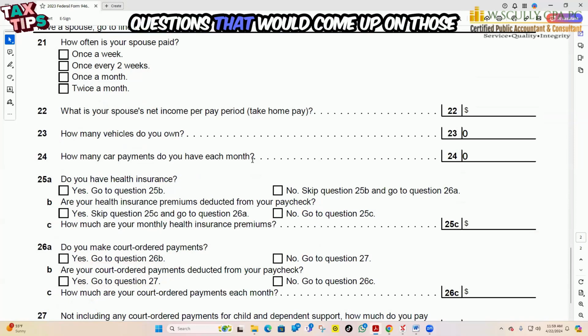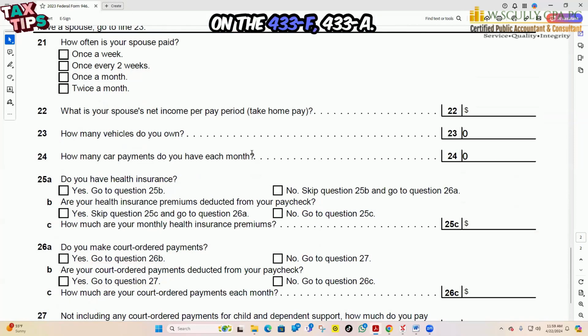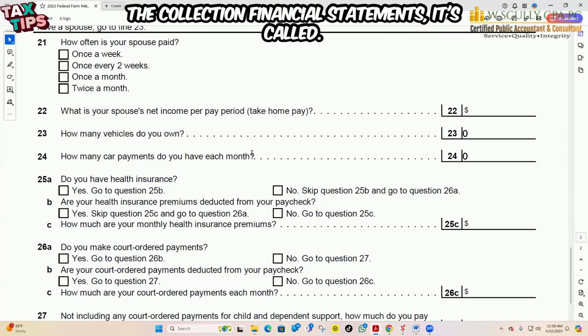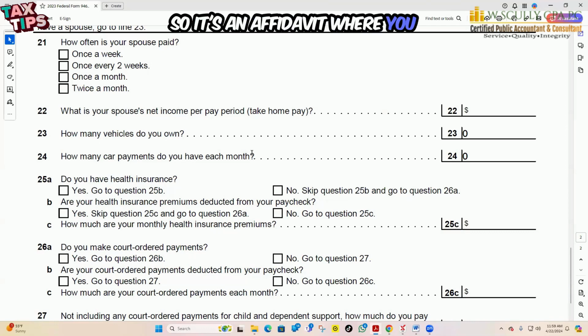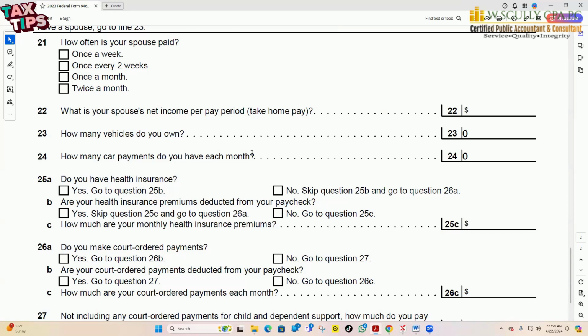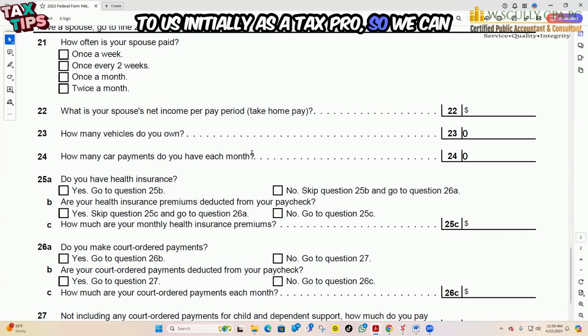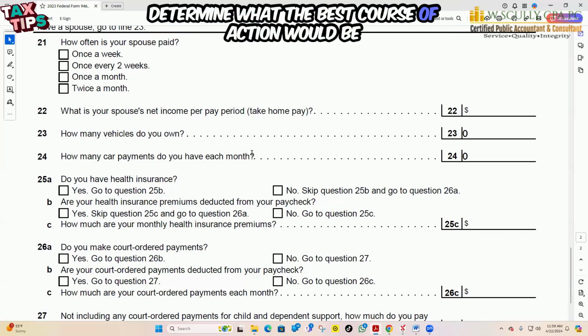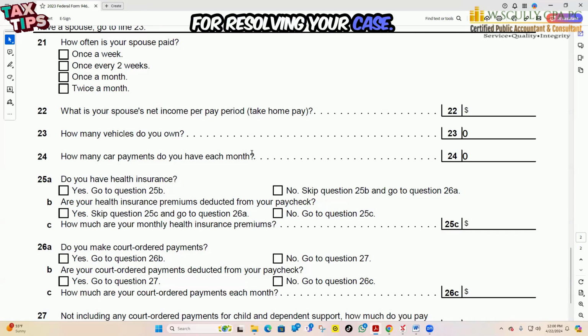Going through certain questions that would come up on the 433-F, 433-A, or the 433-B, the collection financial statements, it's called. So it's an affidavit where you explain or illustrate all your expenses to us initially as a tax pro, so we can determine what the best course of action would be for resolving your case.